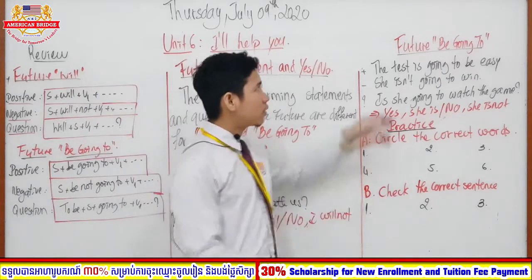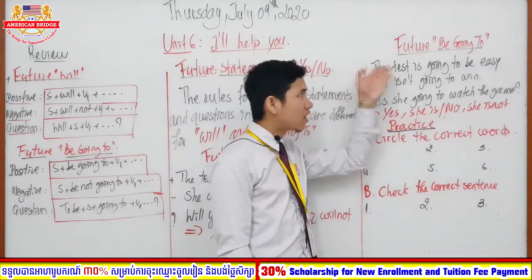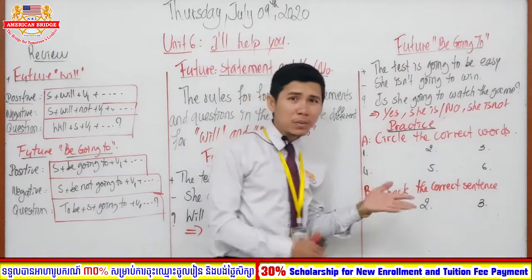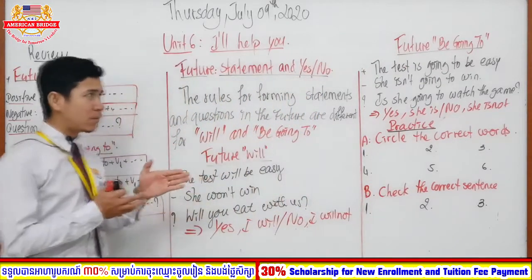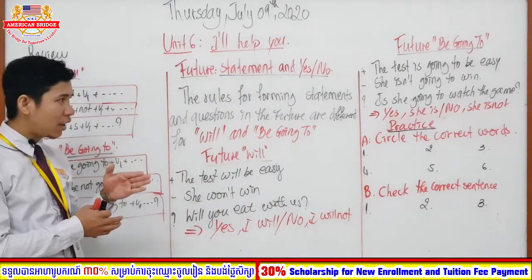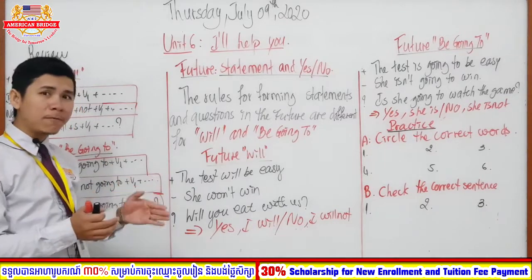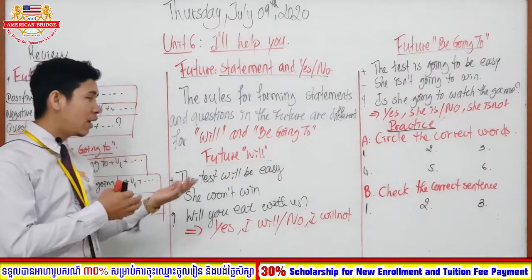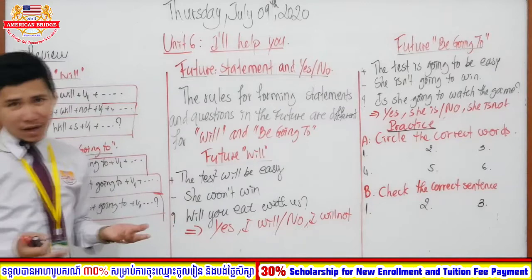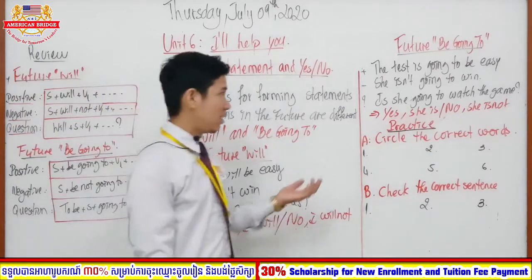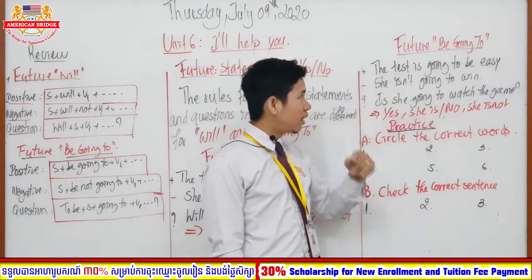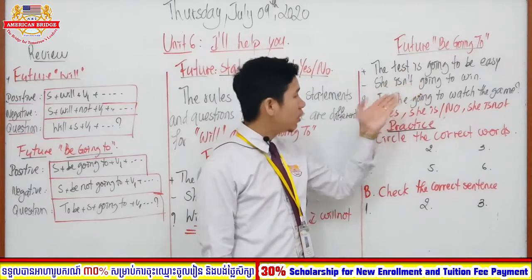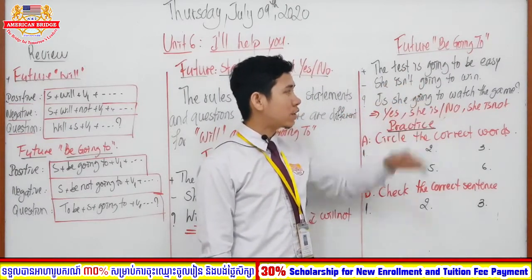However, the teacher is talking about be going to: the test is going to be easy. The formula, the sentence, we can say it's quite similar, but the meaning and the way we create the sentence are not the same as each other. So: the test is going to be easy. She isn't going to win. Is she going to watch the game?